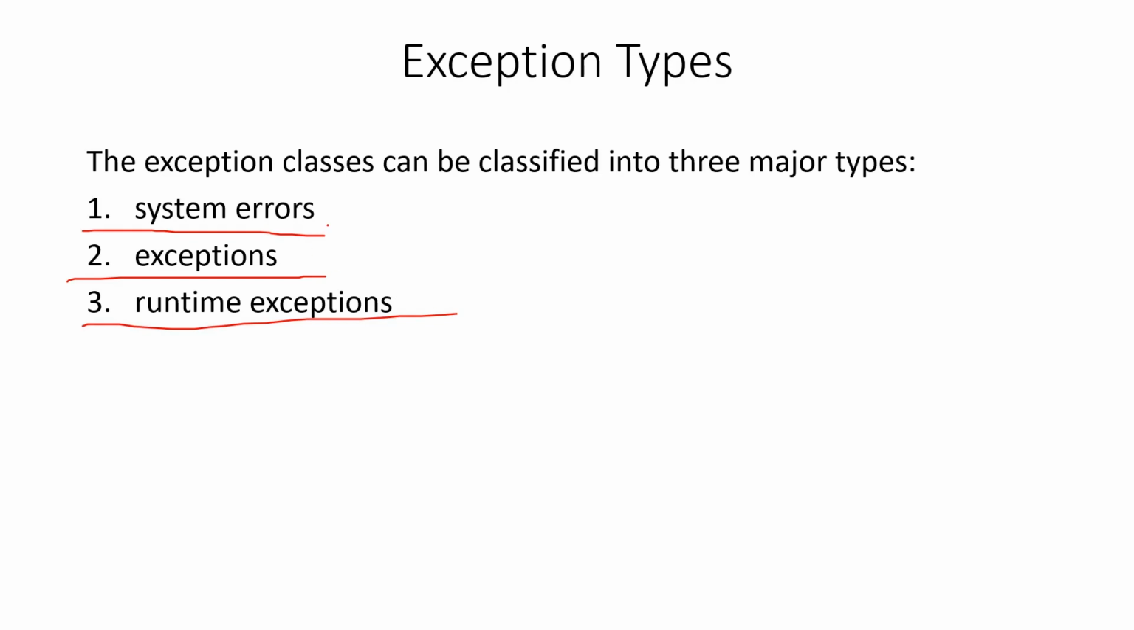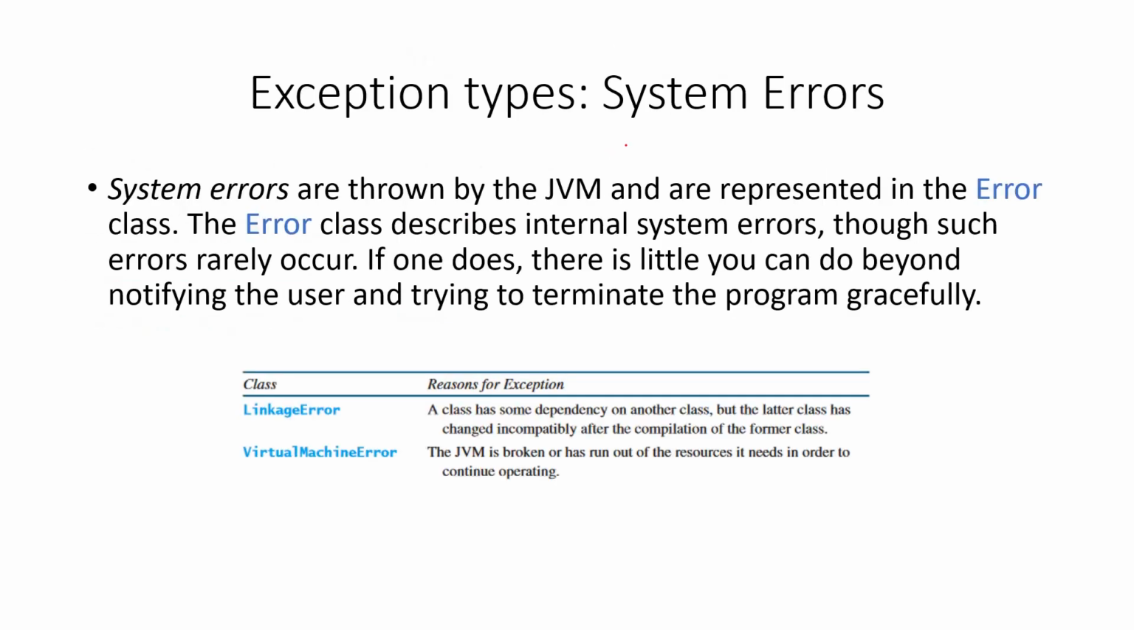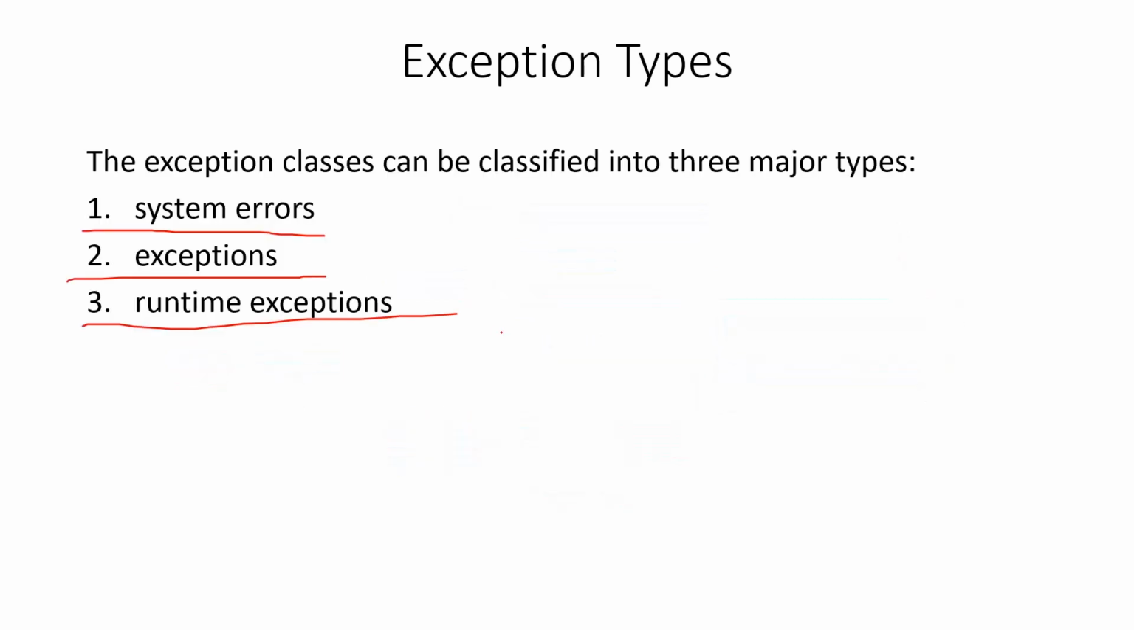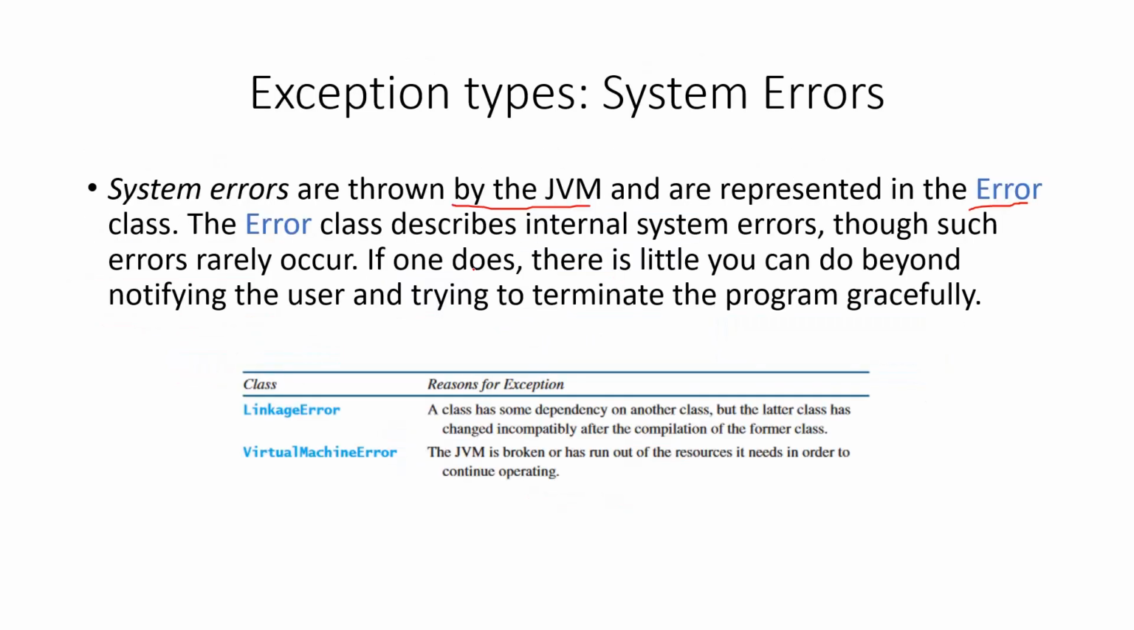So now let's take a look at system errors. System errors are errors that are thrown by the Java Virtual Machine, and they are represented in the Error class. So here it's this class. The Error class is necessary to describe the internal system errors. These internal system errors don't happen much, but they still can possibly happen.